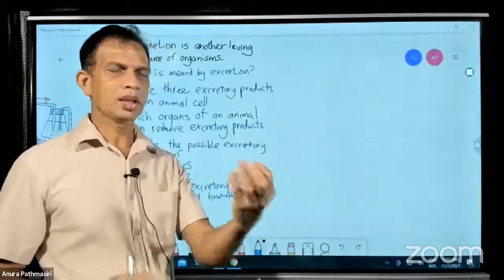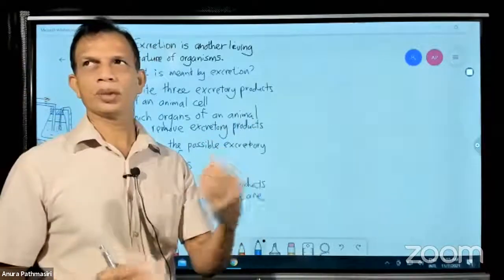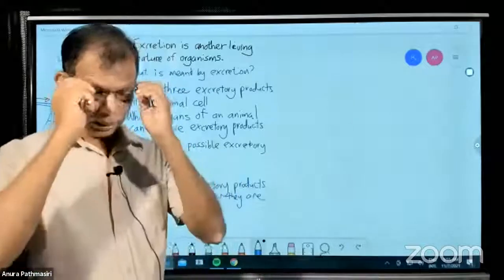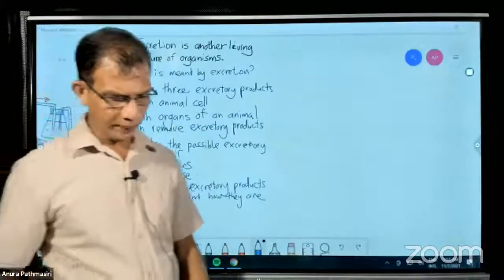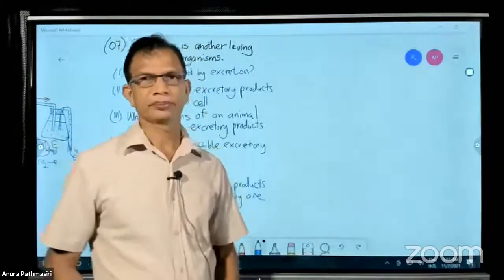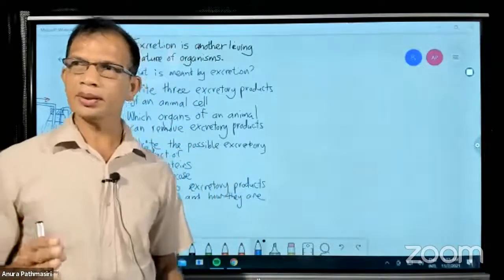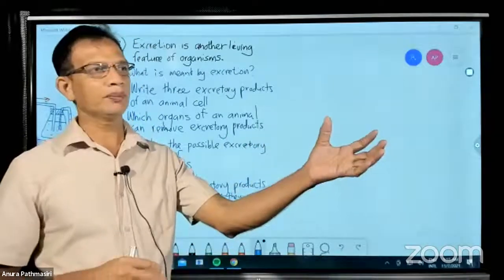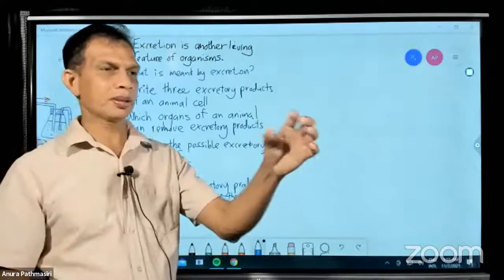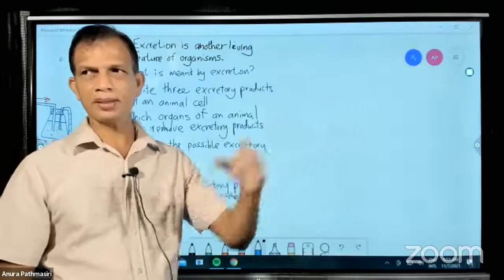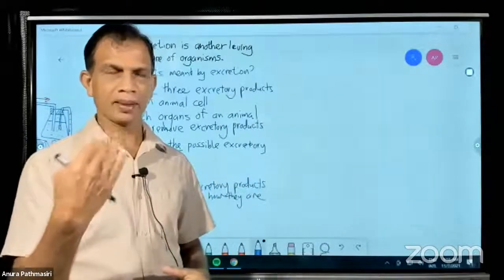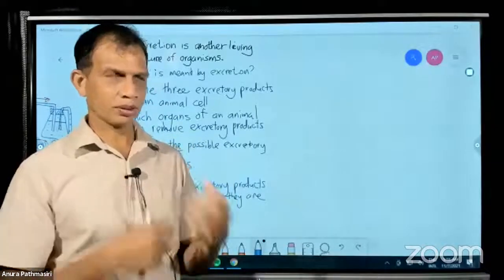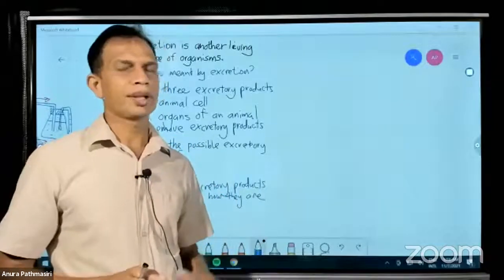So the breaking of material, the bigger part, we call catabolism. And anabolism is the production of something. So breaking down will produce some unwanted parts, and the chemical process combination will make another excretory product.